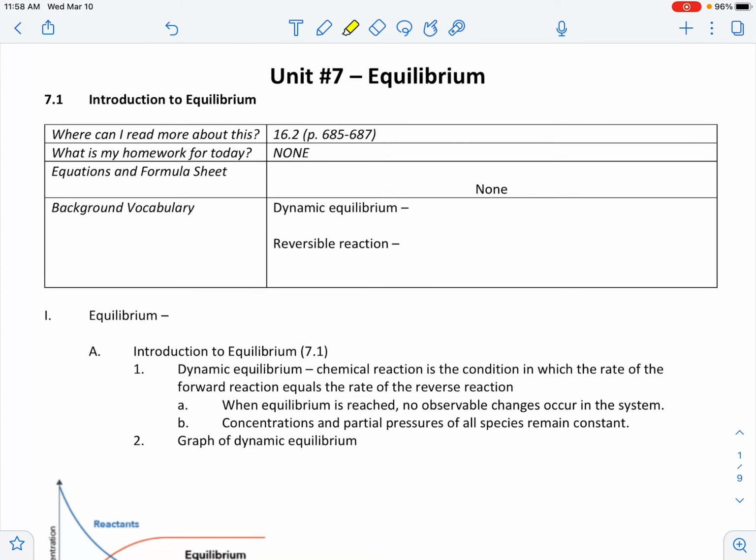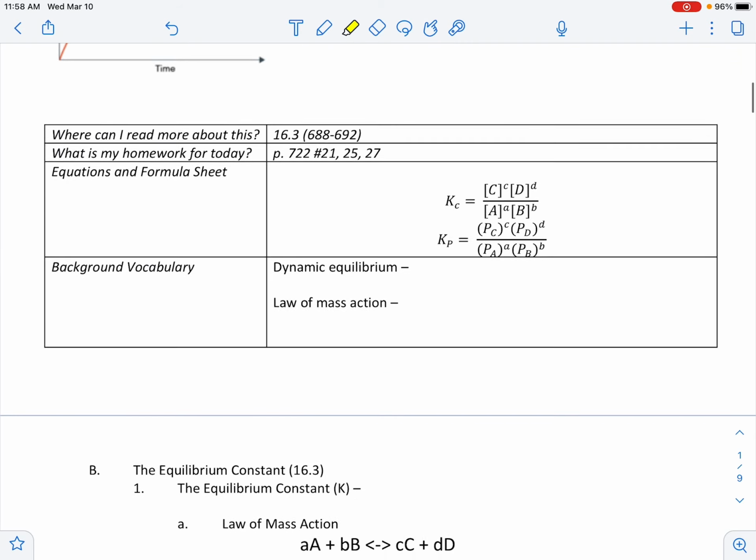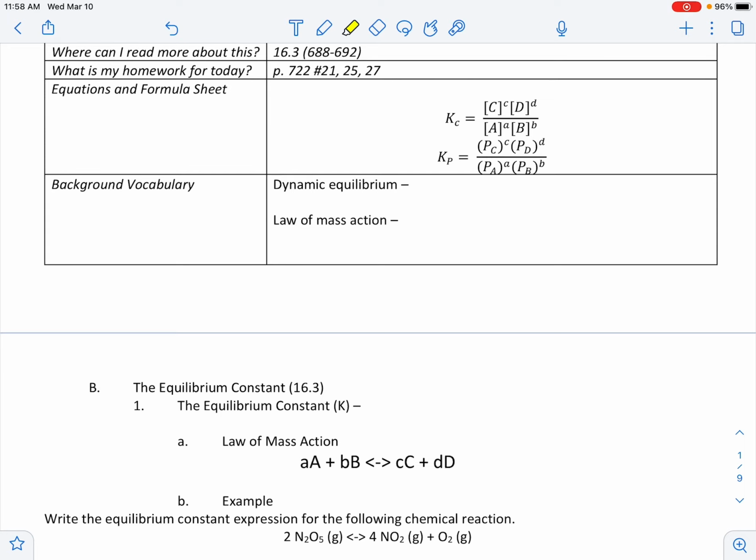Hey students, welcome today to equilibrium. Remember you were supposed to read this first little section on your own, so we'll skip that for this video and we'll just jump right into equilibrium constants.